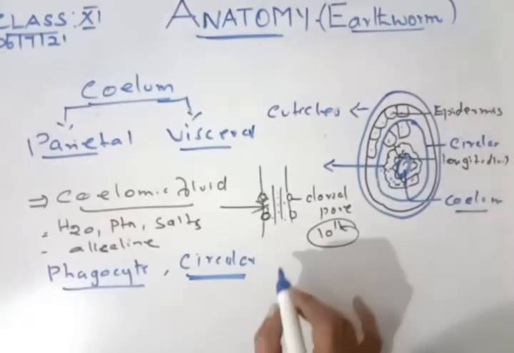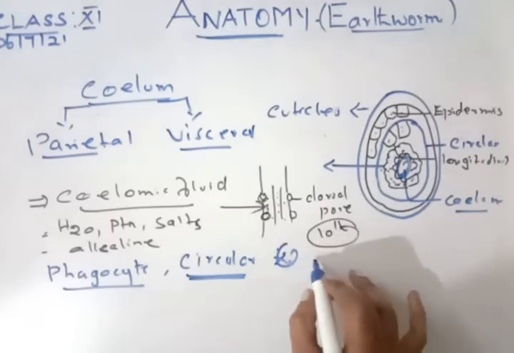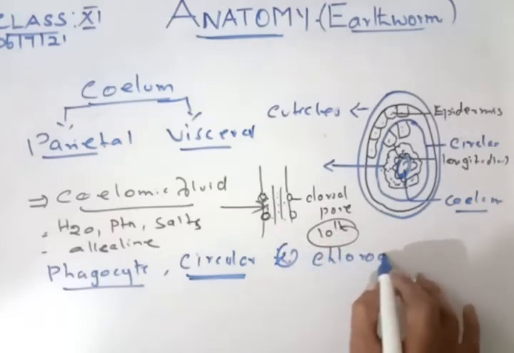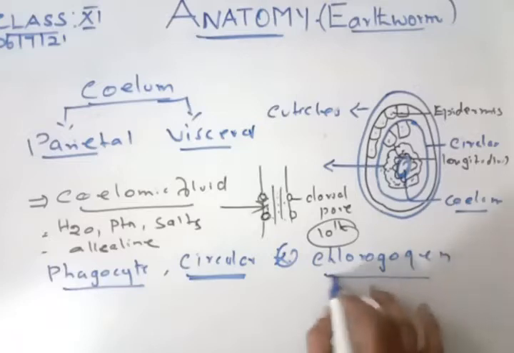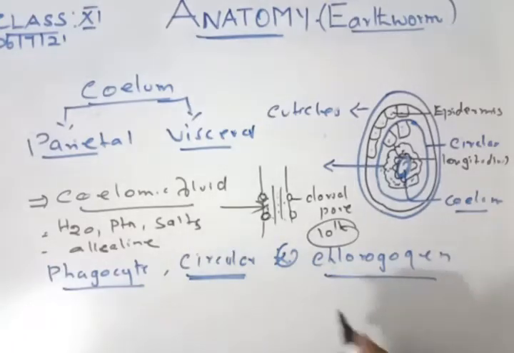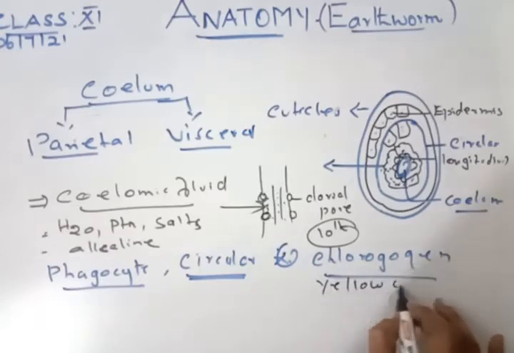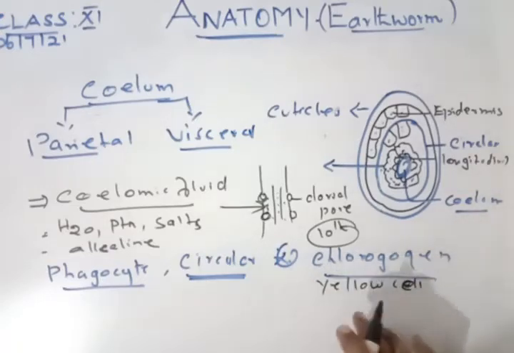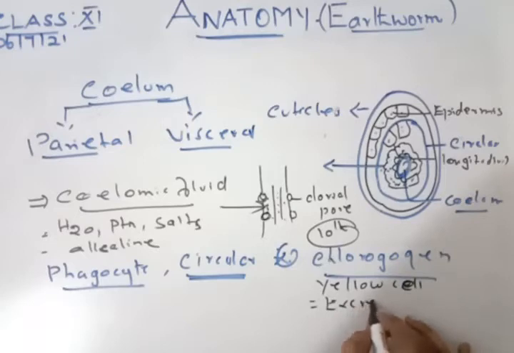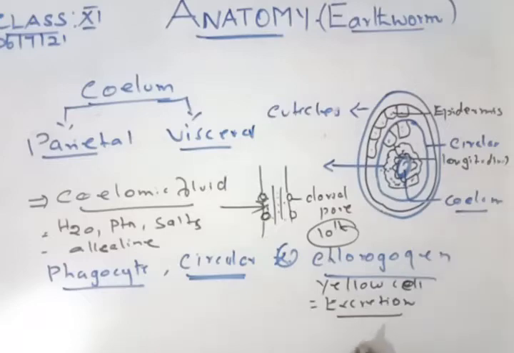Now it has one more very important cell, called chlorogogen cells, also called yellow cells. The very important role of these chlorogogen cells is that they are involved in excretion. Actually, earthworm has nephridia pores for excretion of nitrogenous waste, but these cells are present on the body wall as well as in the coelomic fluid, and that helps in excretion of waste products like carbon dioxide. So that is the role of the chlorogogen cells.